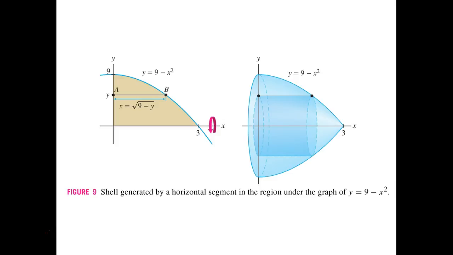So that's going to be your x, so that's the height of the shell. The thickness is your dy, and your circumference is 2 pi y, because that's your radius here, the y, when you rotate that around the x-axis, which is indicated here.